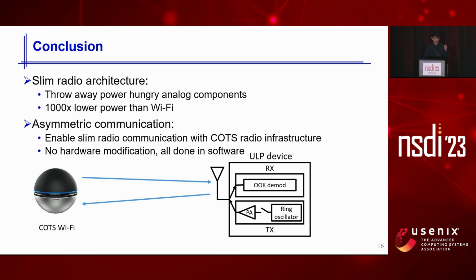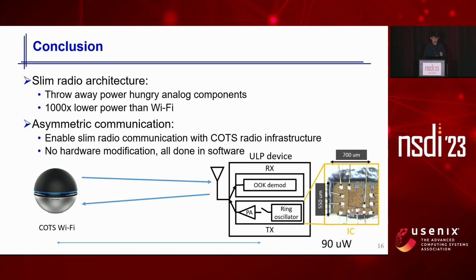No hardware modifications are needed on the Wi-Fi device side, and all the processing is done in software. We also worked with the RFIC research group to tape out the Slim radio IC and verified that the power consumption is as low as 90 microwatts. And the system can achieve a throughput of around 100 kbps at a range of up to 40 meters, which is enough for most indoor IoT applications.